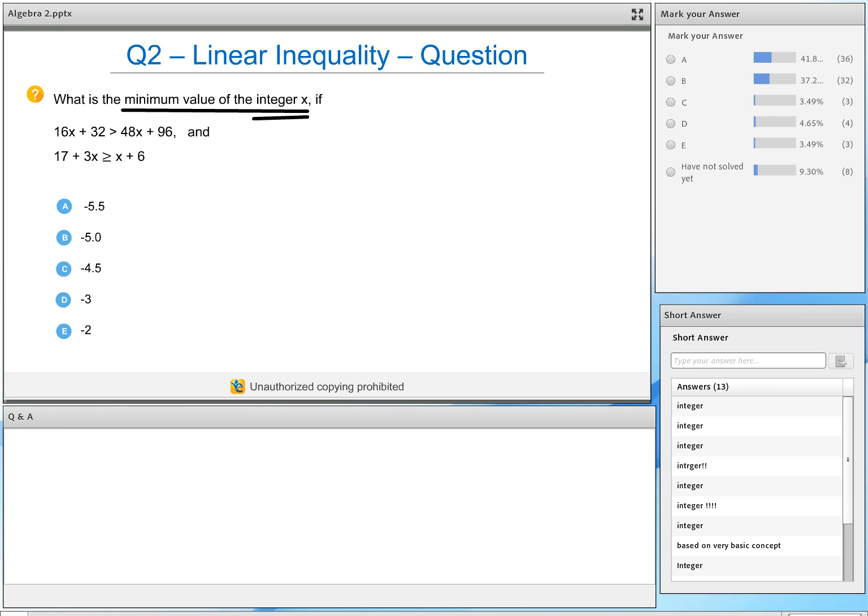So all of you who selected choice A, is minus 5.5 an integer? All of you who selected choice A, 42% of the class, is minus 5.5 an integer? So look what you guys did. You solved both the inequalities, right? You figured out what the common values are, but you messed up at the end because you didn't focus on the fact that there was a constraint specified in the question statement.